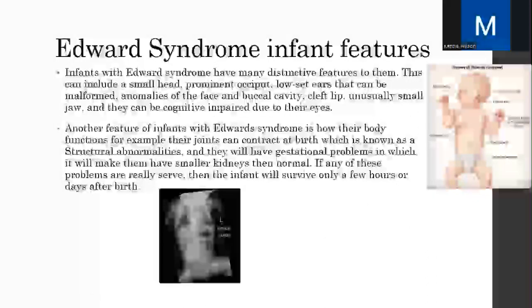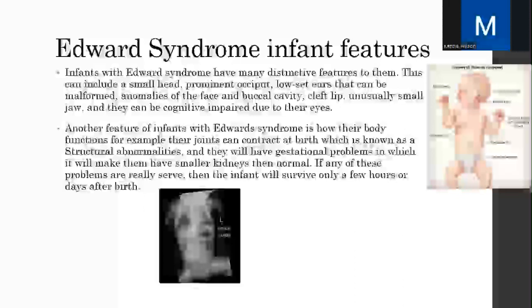Edwards syndrome in infants: features. Infants with Edwards syndrome have many distinctive features to them. This can include a small head, prominent occiput, low set ears that can be malformed, abnormalities of the face and bronchial cavity, a cleft lip, and an unusually small jaw, and they can be cognitively impaired.